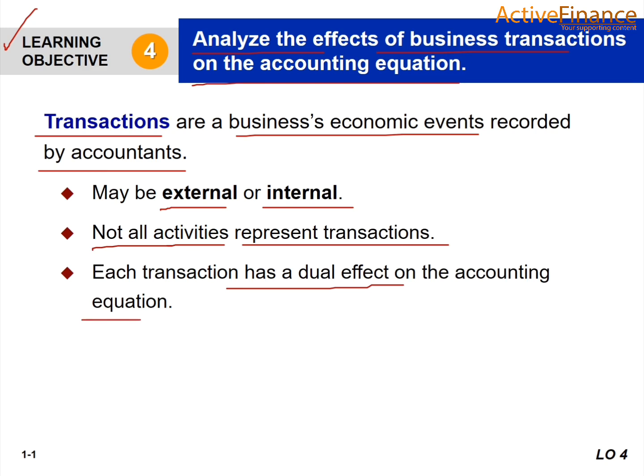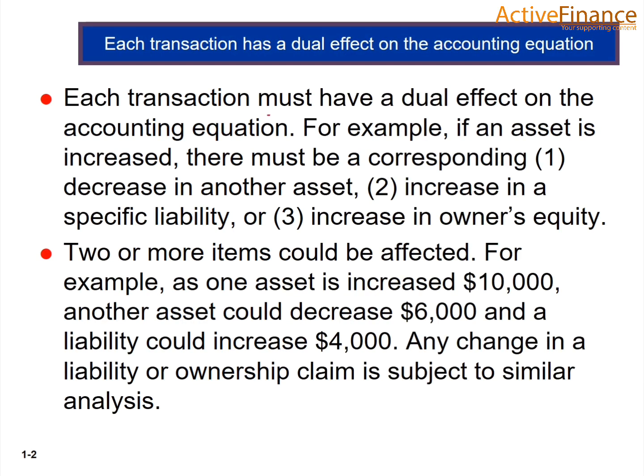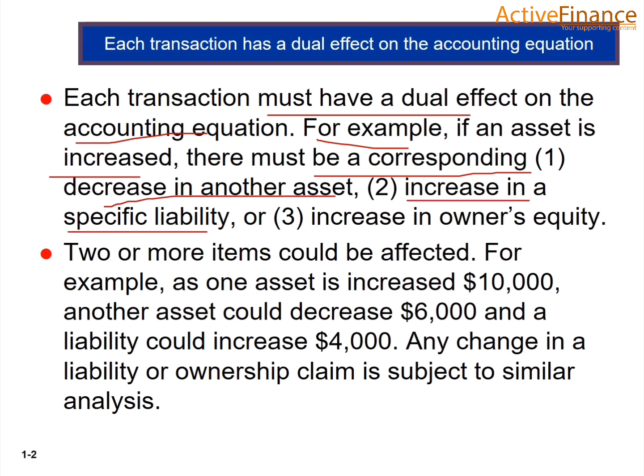Each transaction has a dual effect on the accounting equation. Let's learn more about this. For example, if an asset is increased, there must be a corresponding decrease in another asset, or an increase in a specific liability or an increase in owner's equity. Two or more items could be affected by this.